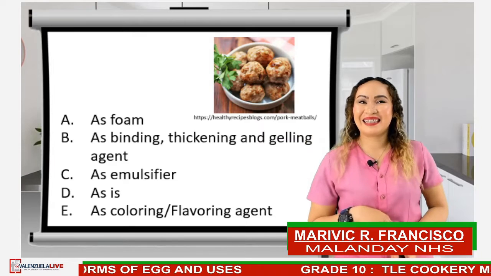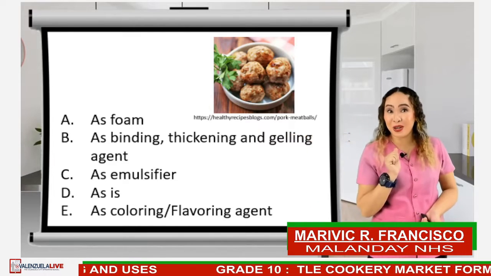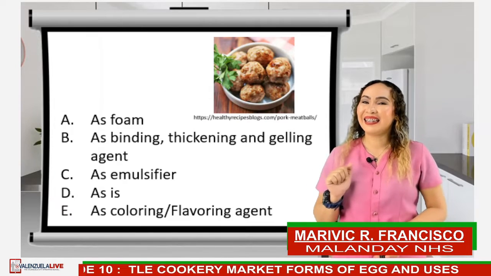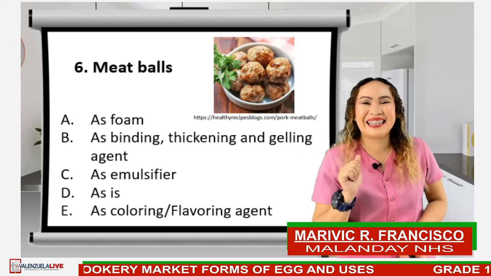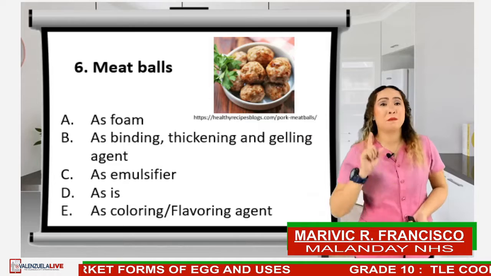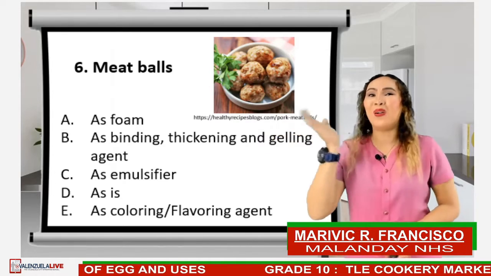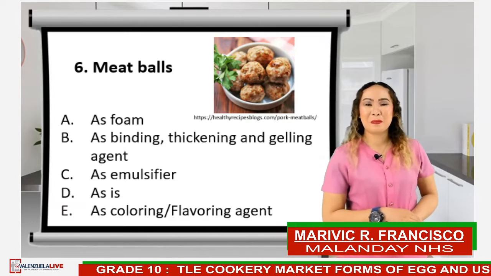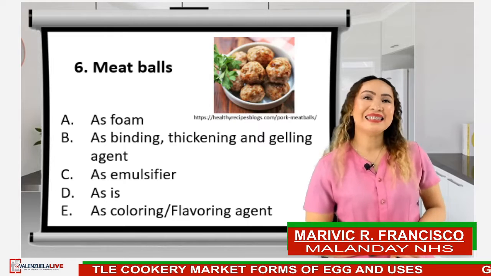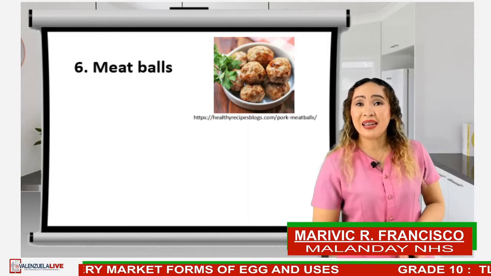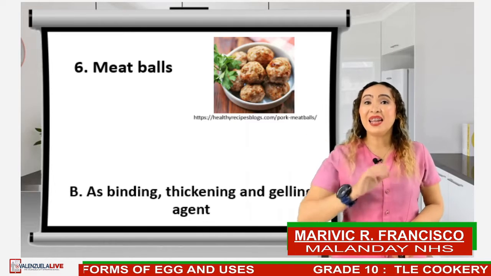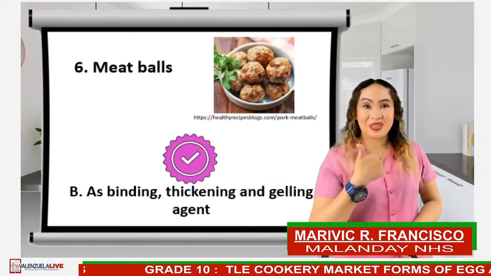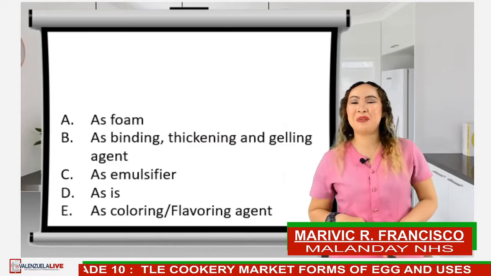Oh, we can use this as appetizer or as an entree also. So we have the meatballs. How is egg being used in making meatballs? Write your answer. If your answer is as binding, thickening, and gelling agent, then you are correct. Good job. Next recipe.